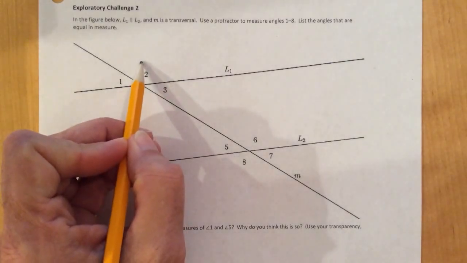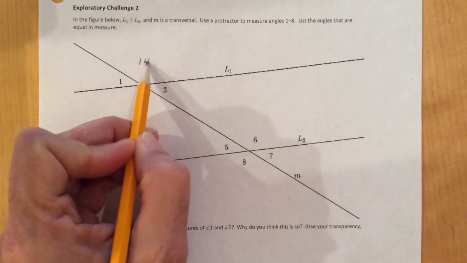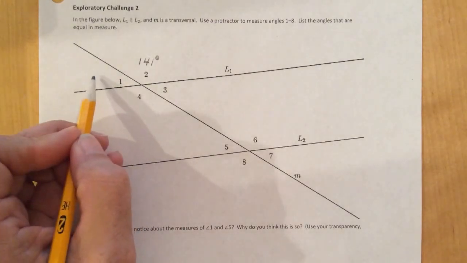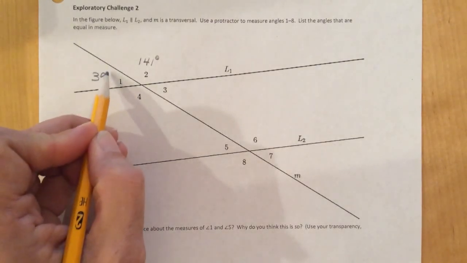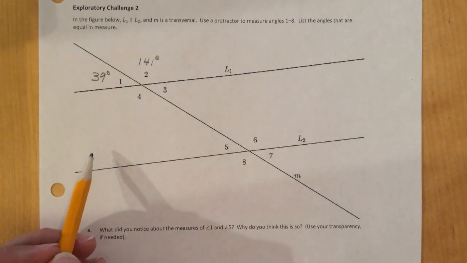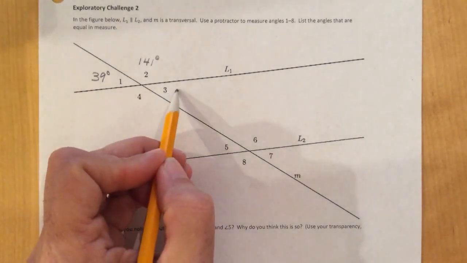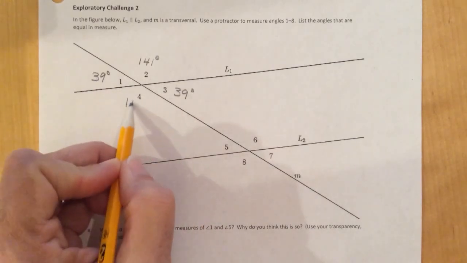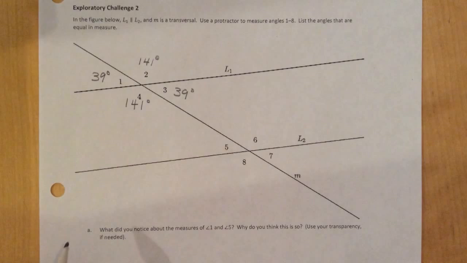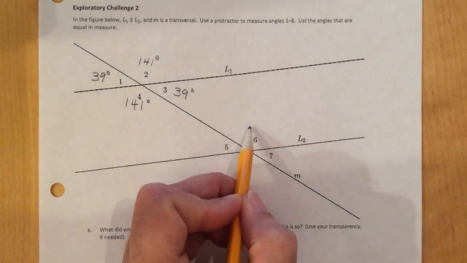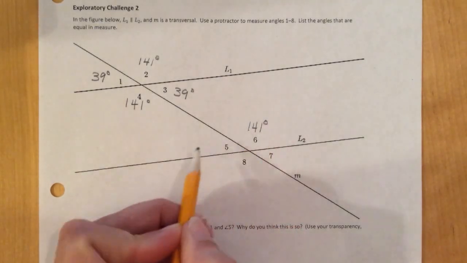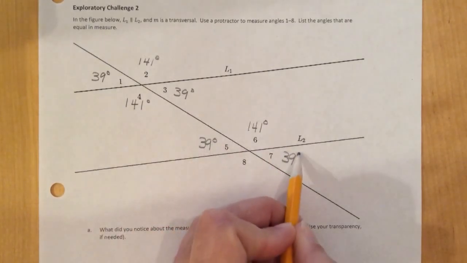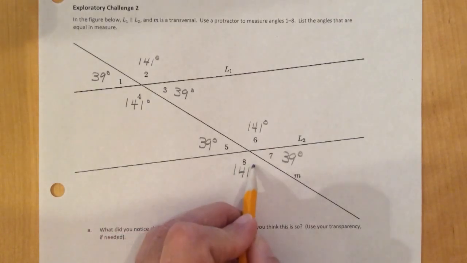Okay, so you should have gotten something pretty similar to this. Angle 2 is 141 degrees. Angle 1 is 39 degrees. Angle 3 is 39 degrees, as we would expect, because they're vertical angles, and angle 4 is 141 degrees. The thing that's happening now is that angle 6 is also 141 degrees. Angle 5 is 39 degrees. Angle 7 and angle 8 is 141 degrees.